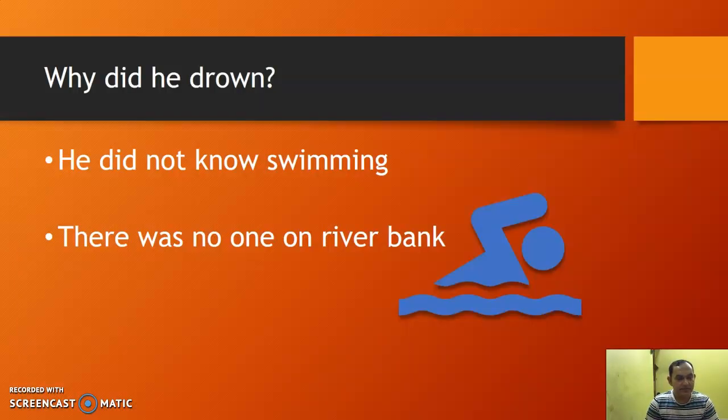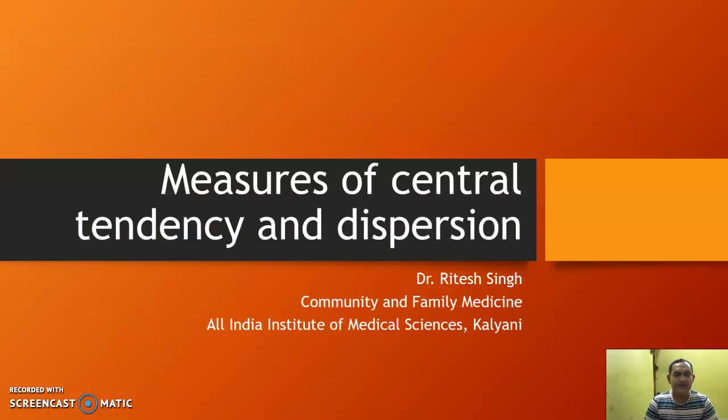Maybe he did not know swimming, and also there was no one on the river bank to save him. But there is another reason for the man drowning in the middle of the river. To know the reason, we have to do this class. So the name of today's class is Measures of Central Tendency and Dispersion.